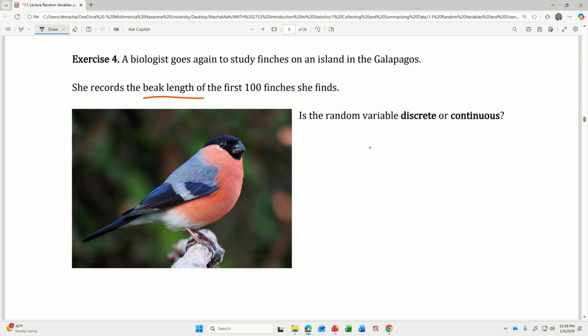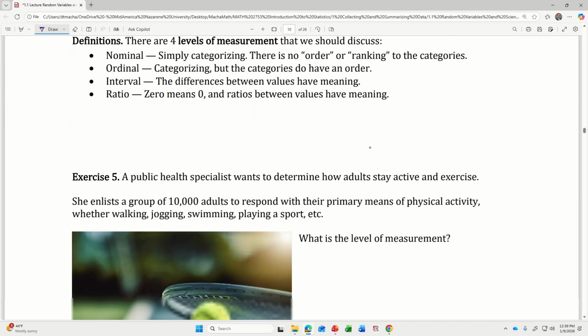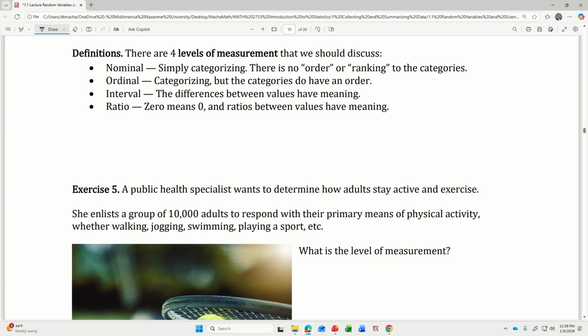Okay, so we're talking about beak length. Lengths are continuous because you could have any real number as your length. All right, more vocabulary. There are 4 levels of measurement that most stats textbooks discuss: nominal, ordinal, interval, and ratio. Nominal means you are just categorizing. And when you make this categorization, there is no difference in value between the categories. You would not have a natural way of ordering the categories.